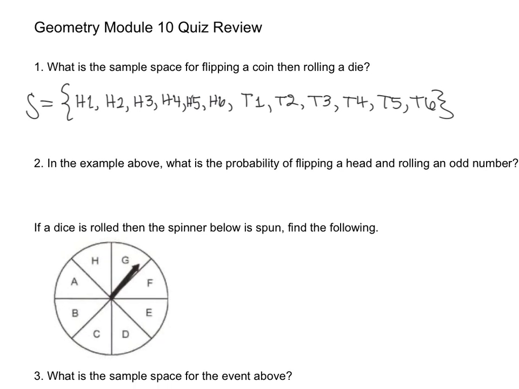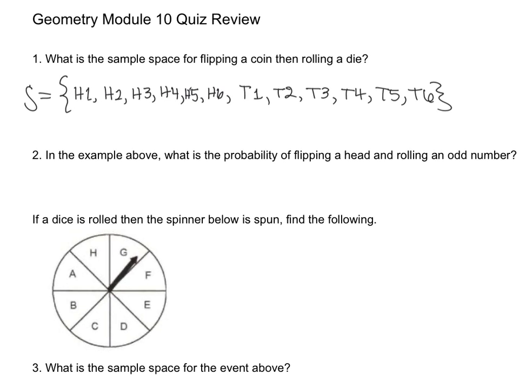So question 2 says, in the example above, what is the probability of flipping a head and rolling an odd number? So what we need to do is find all of the outcomes for heads that had an odd number. So that's H1, heads 1, that's odd, heads 3 is odd, and heads 5 is odd.